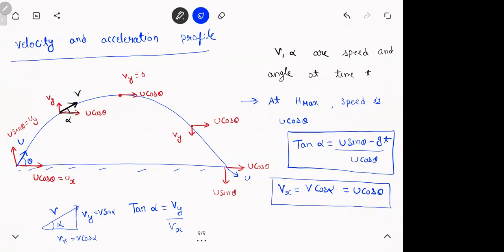The thing here is when you're going up, the speed will change, the angle will change, but the product of V into cos alpha will remain constant. Getting it? So these are the two formulas you need to remember.